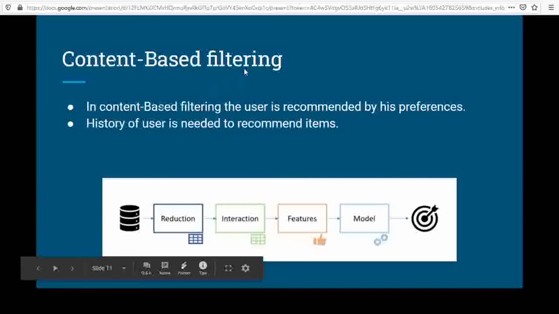The content-based filtering can be seen here in the illustrative diagram. In content-based filtering, there is only interaction, meaning the previous history of the user is used to predict or recommend the item.